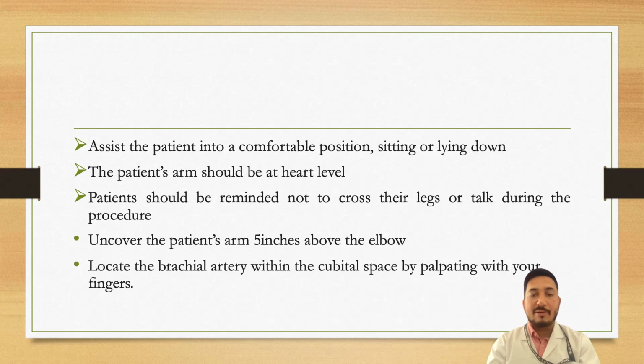Uncover the patient's arm 5 inches above the elbow. Make sure that the patient is not wearing any tight clothing. If you roll up the sleeves, make sure the rolled sleeve does not apply too much pressure on the upper arm. Locate the brachial artery within the cubital space and palpate with your fingers.